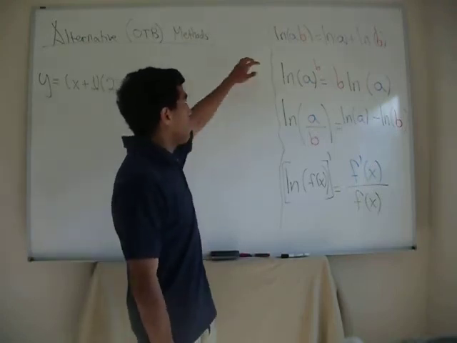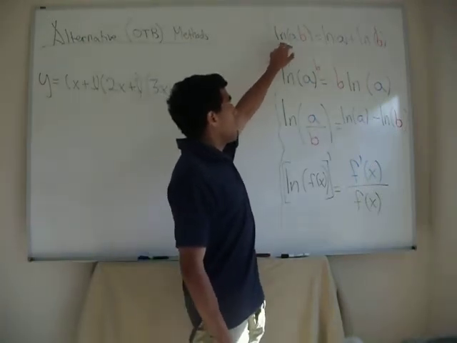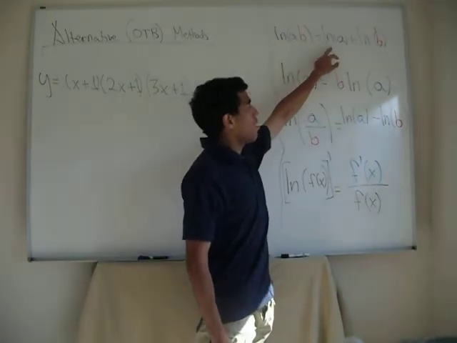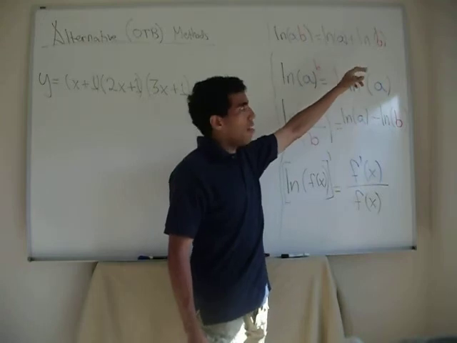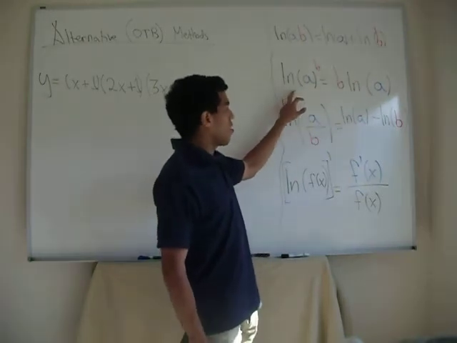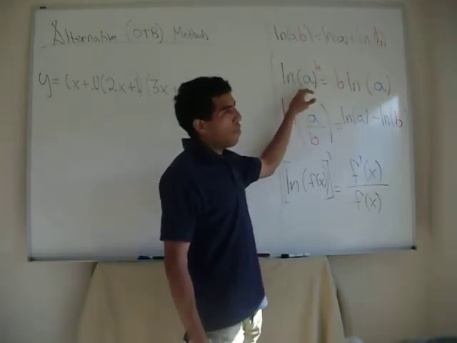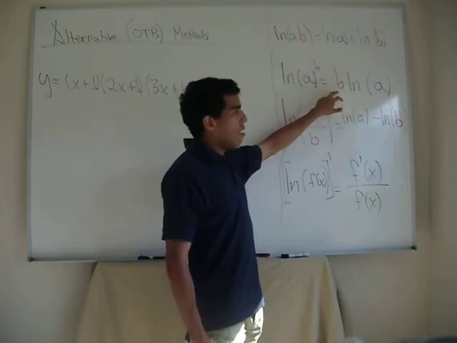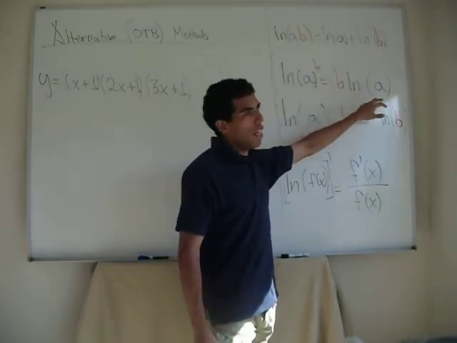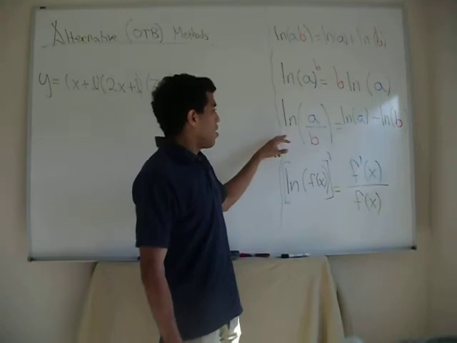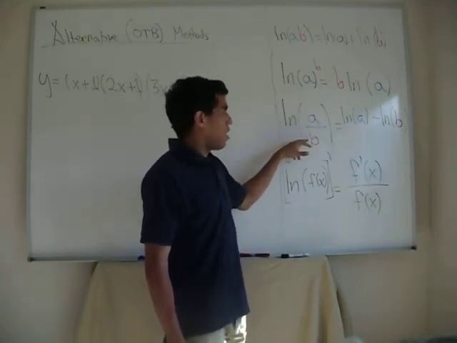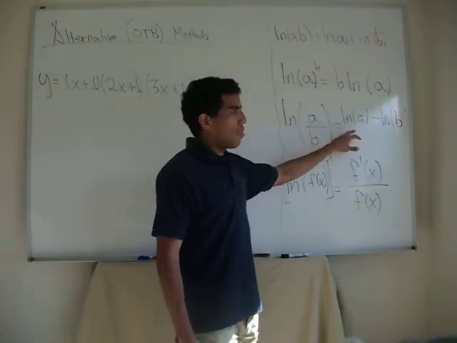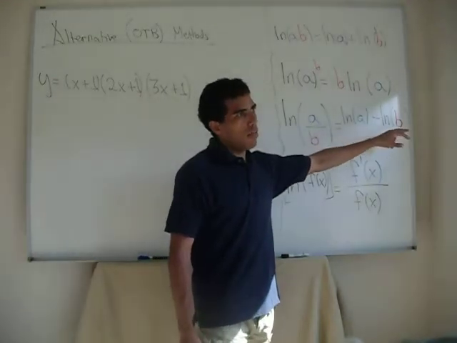The first property, as you may know, is the logarithm of a product is equal to the addition of the logarithm of each element separated, okay? The second property is the logarithm of a to the power b is equal to b multiplied by the logarithm of a, natural logarithm. The third one is the natural logarithm of the division a over b is equal to the subtraction of the logarithm of a minus the logarithm of b, okay?